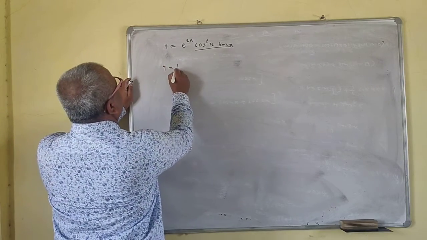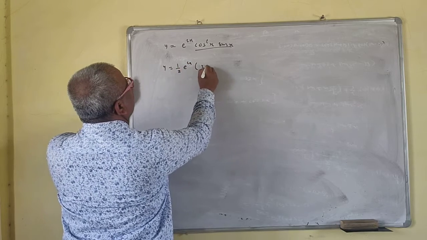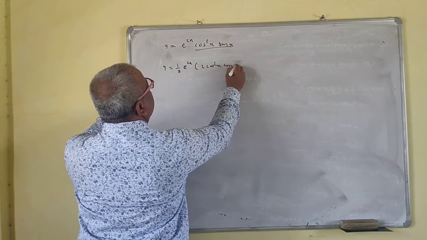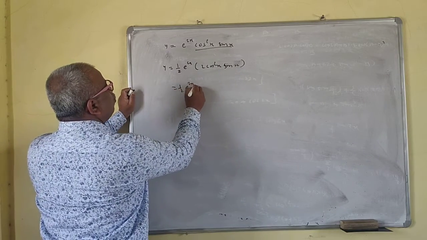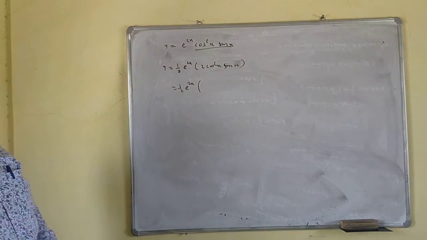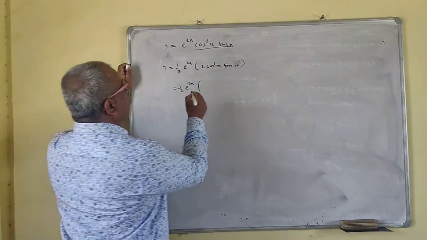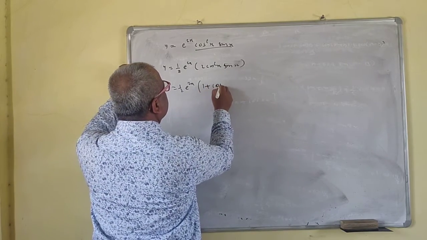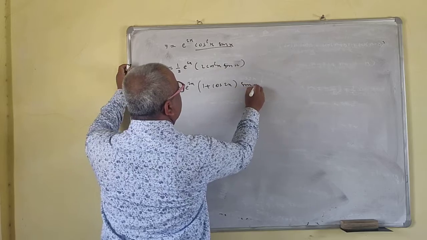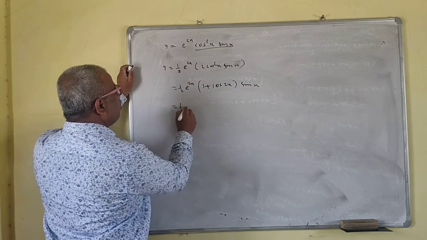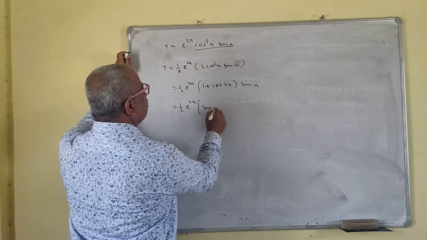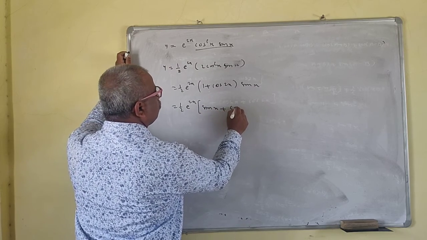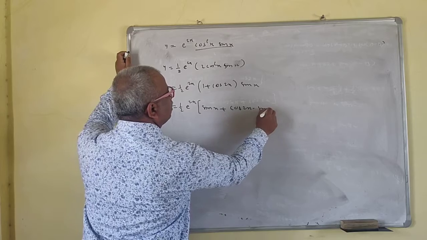This is y is equal to, I will write here half e raised to twice x 2 cos square x sin x. Okay. I know the formula for 2 cos square x. Formula for 2 cos square x is what? 1 plus cos twice x. 1 plus cos twice x into sin x. Again I will do here e raised to twice x. So this will be what then? Sin x plus cos twice x into sin x.